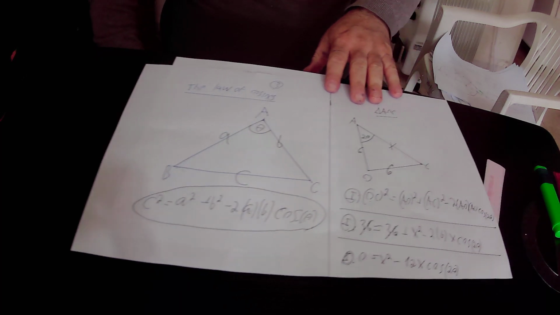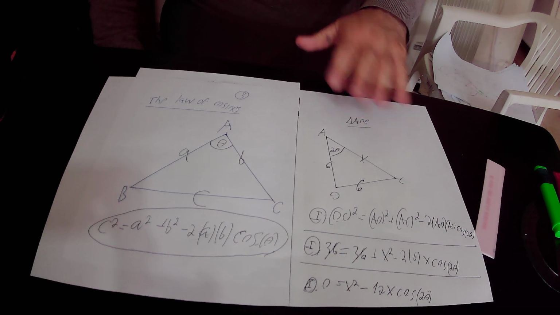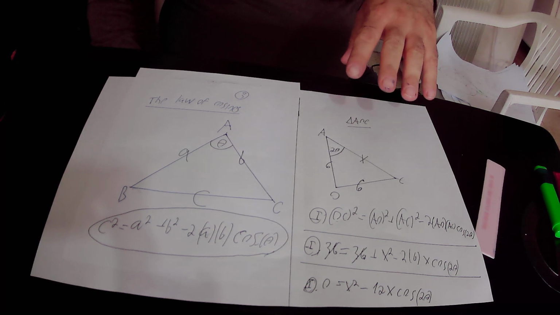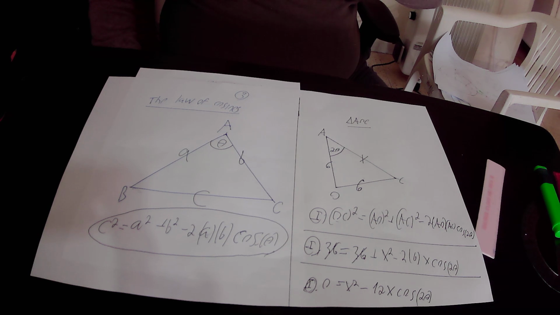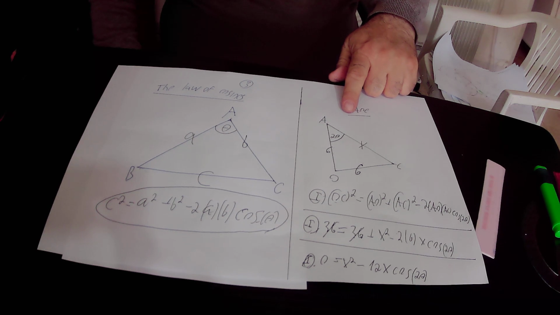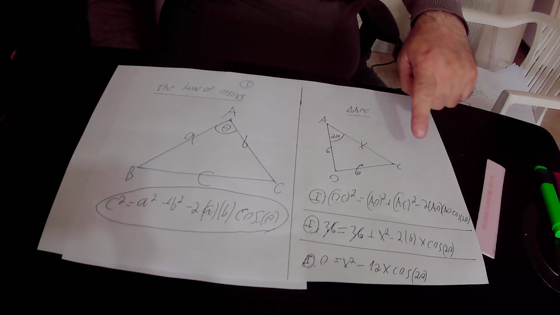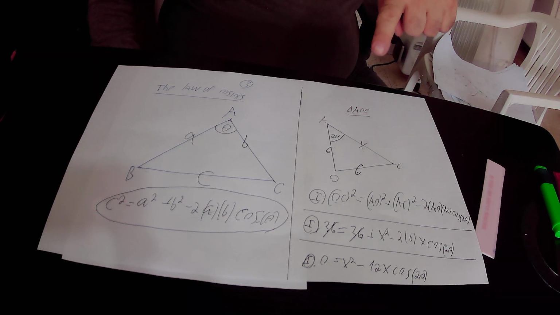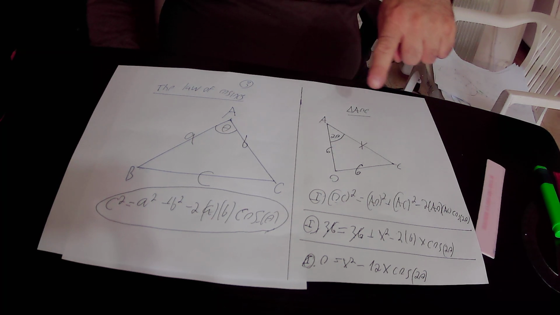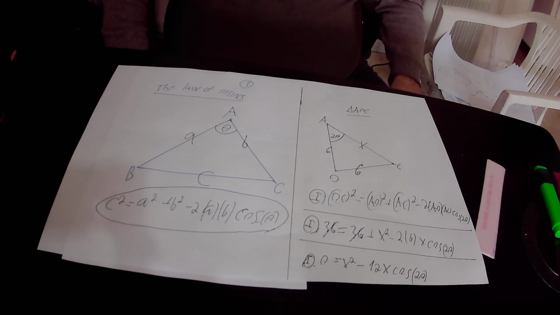So we implemented the law of cosines in triangle AOC. I copied triangle AOC in this new page, and we implemented the law of cosines in triangle AOC. Here, according to the law of cosines, we get that OC squared equals AO squared plus AC squared minus 2 times AO times AC times cosine 2 theta.